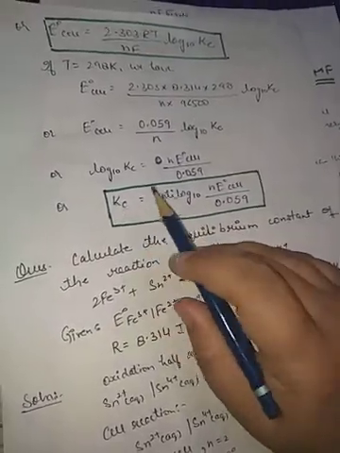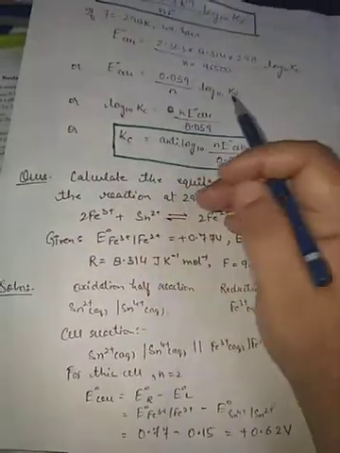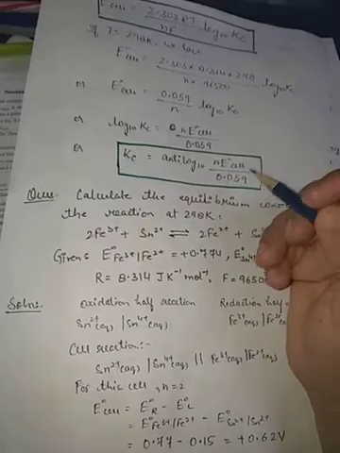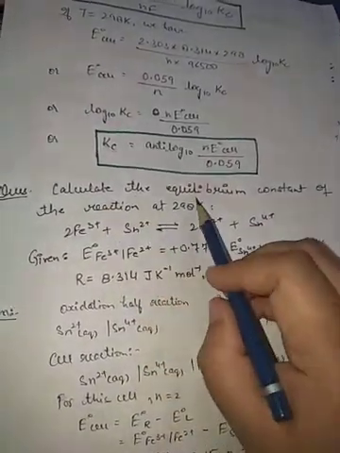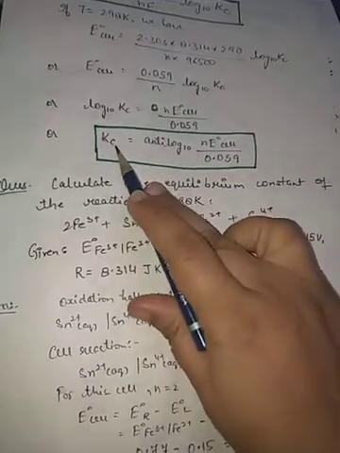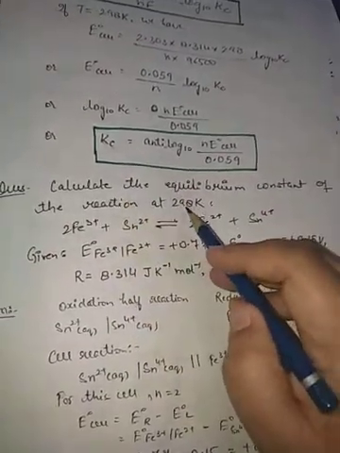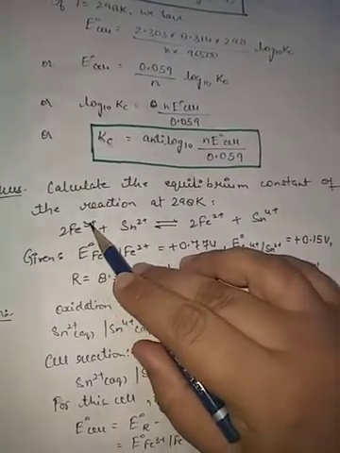Now see, I have solved this numerical for you, and this is a solved numerical from the book itself. Calculate the equilibrium constant of the reaction. We have to calculate Kc here. The temperature is 298 Kelvin, and the reaction is here. Ferric ions are here.